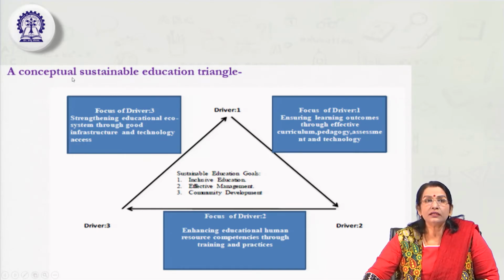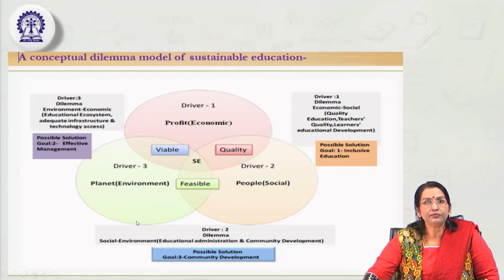So, you can say it is a conceptual sustainable educational triangle. How can we enhance our education system? Now, here is the conceptual dilemma model. As we have already done, driver 1, driver 2, driver 3 may be having different kinds of dilemmas, confusions, conflicts, etc.